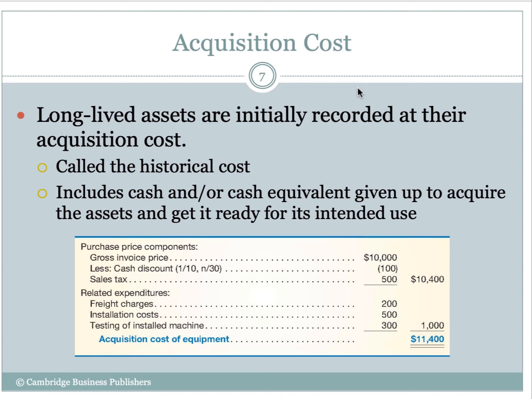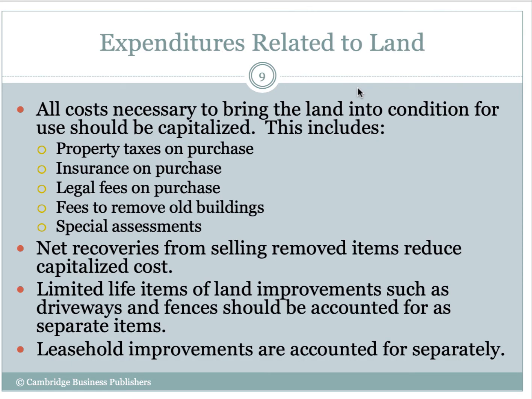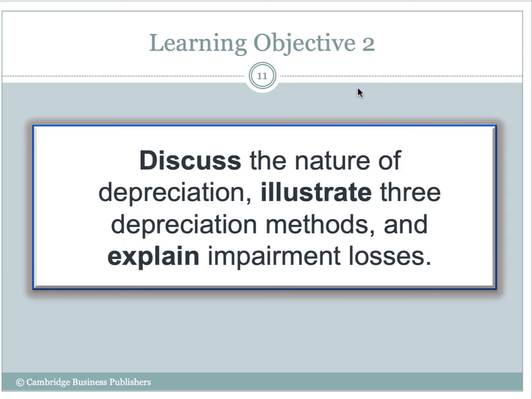But it's very important to know how to calculate that long-lived asset cost, that initial or historical cost. If you're able to realize that for package purchases, we have to pull everything out and allocate the price to each of those items, you're good. We did talk about expenditures related to land. Okay, so when we come back, we're going to look at these depreciation methods.